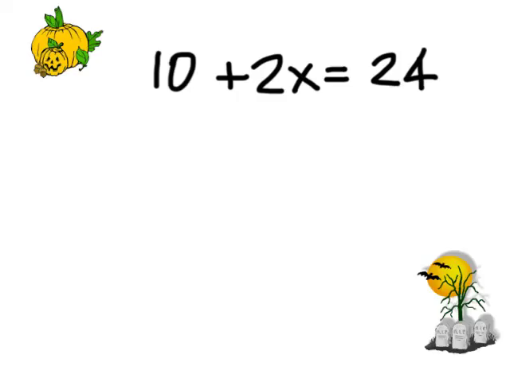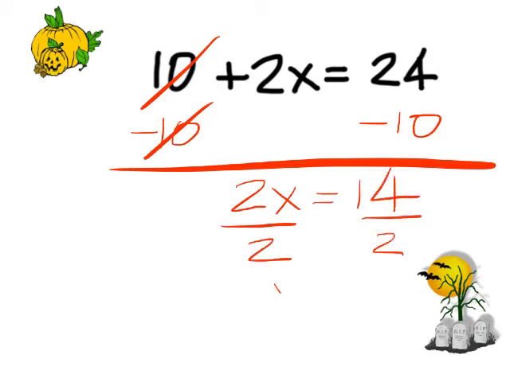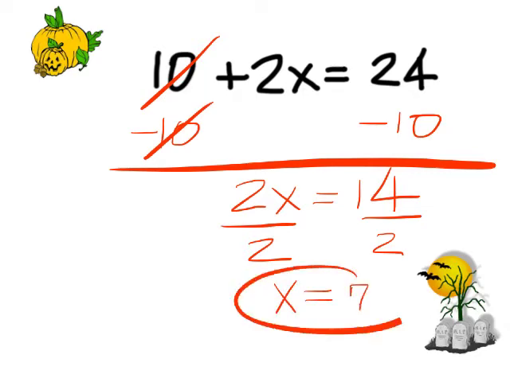Example number 5. Notice the x is in a different spot. That doesn't change anything. You're still going to subtract what is with it. In this case, you have a positive 10, so you're going to subtract 10 from both sides. These cancel, and you're left with 2x equals 14. Divide both sides by 2, and the answer is 7.